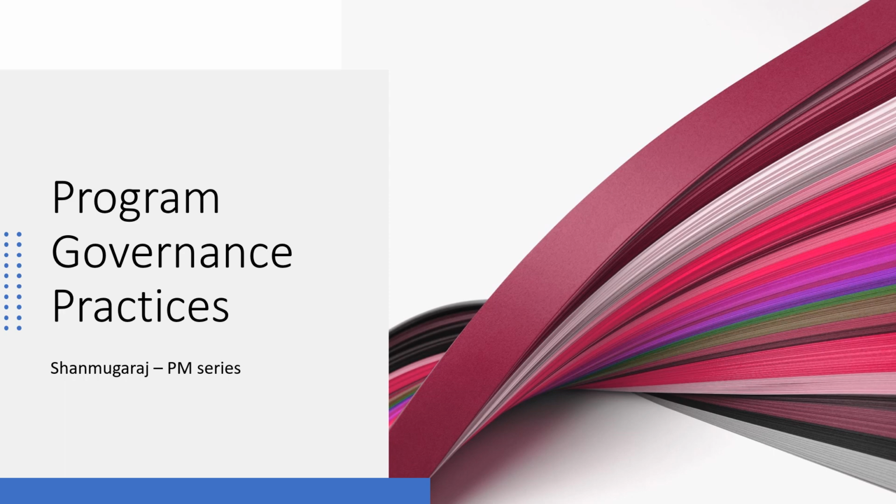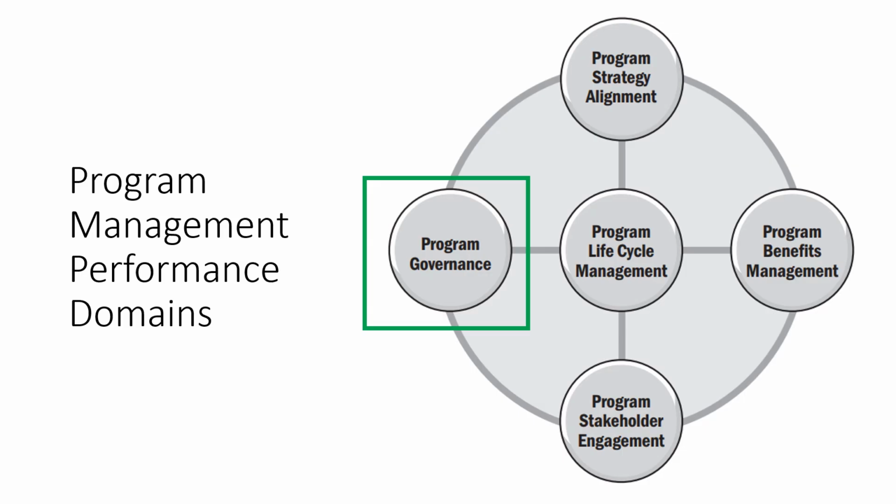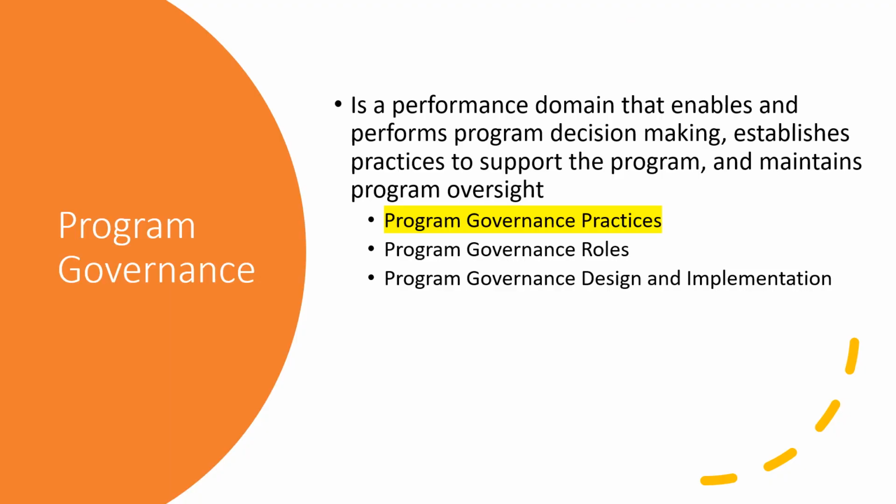So today we're continuing our journey on program governance practices. As we were discussing performance domains of program management, currently we are in the program governance domain. We already discussed strategy alignment, benefits management, and stakeholder engagement. There are three important aspects when it comes to program governance. Those are the program governance practices, which we're currently going through, and two other topics, program governance roles and program governance design and implementation, which we'll deal with in subsequent videos.